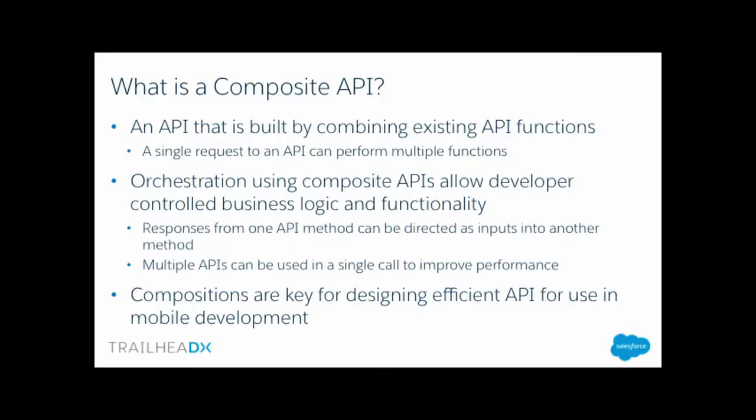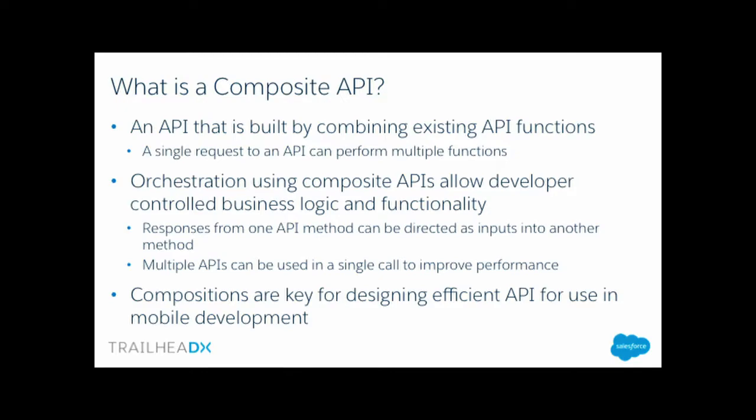So what are the current composite APIs, or rather, what is a composite API? A composite API is an API that's built up of functionality from other APIs. So combining APIs together, giving you the ability to do some sort of orchestration with those APIs. The composite API that we're going to talk about allows you to take outputs that came from one of your calls and use them as inputs into another. So let's say I queried for an account, and I wanted to create a contact underneath that account. I could use the account ID from the query for that contact.